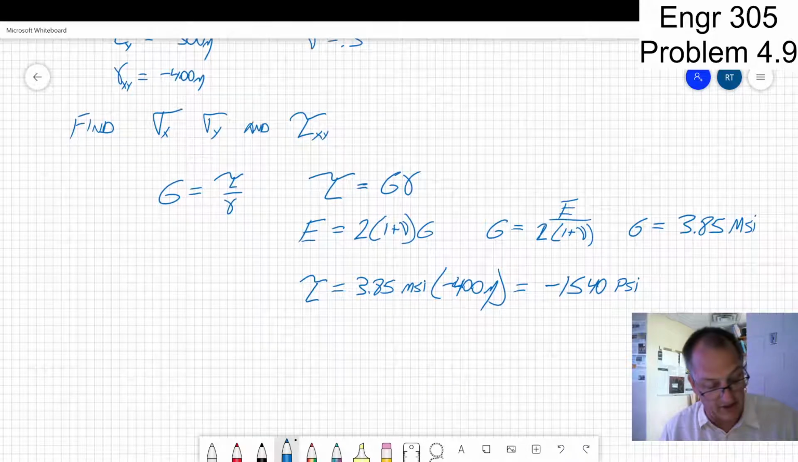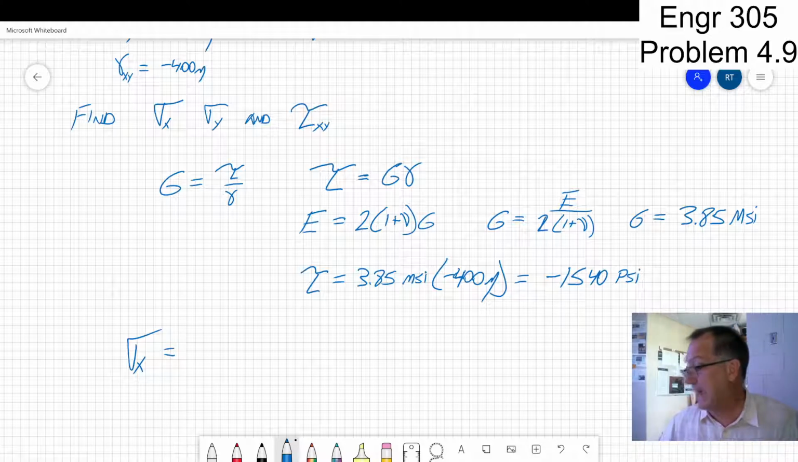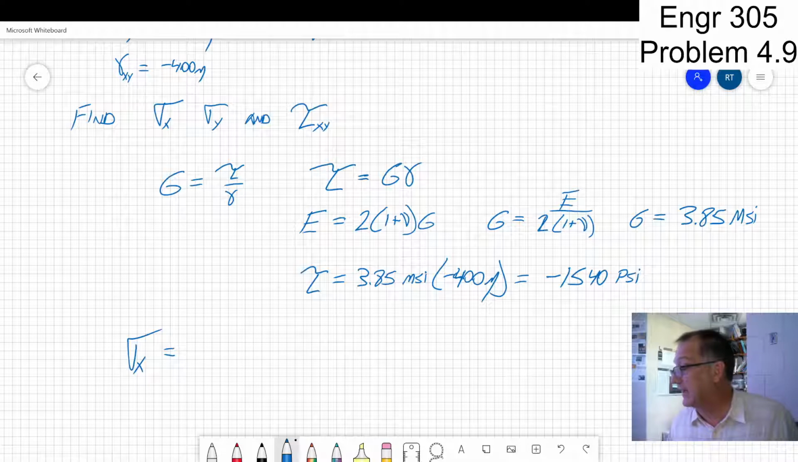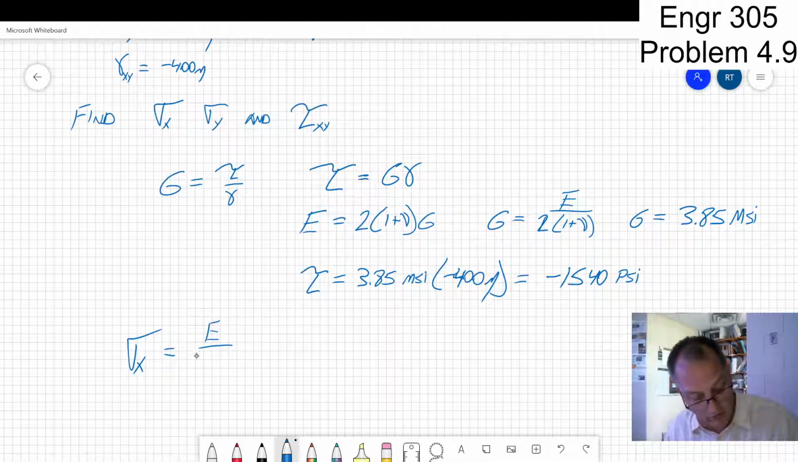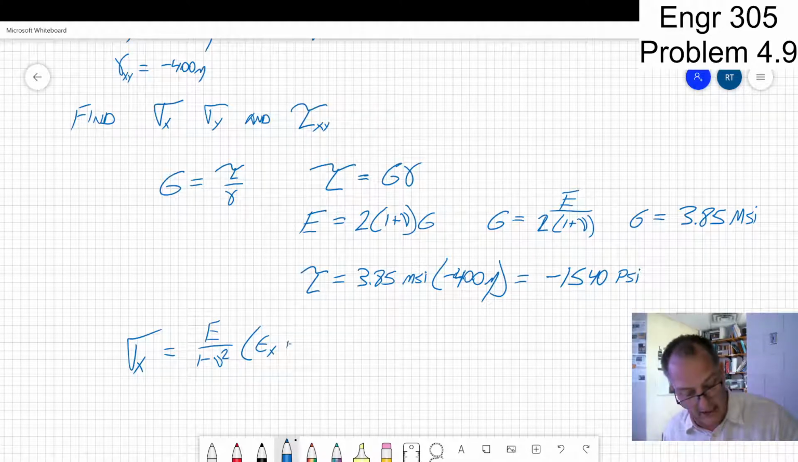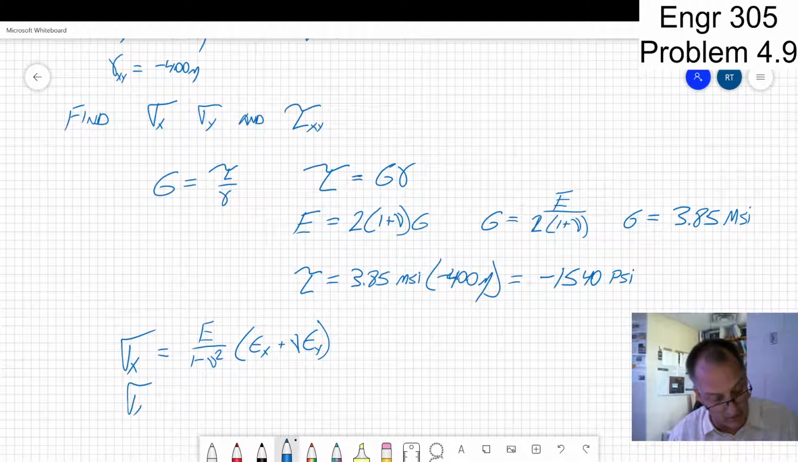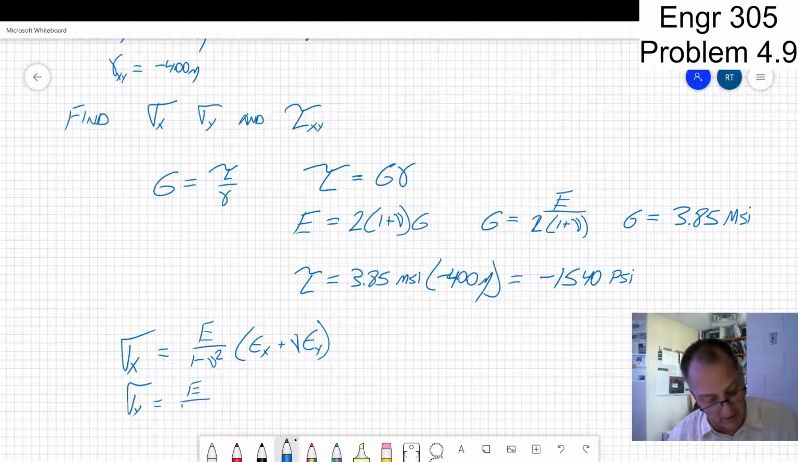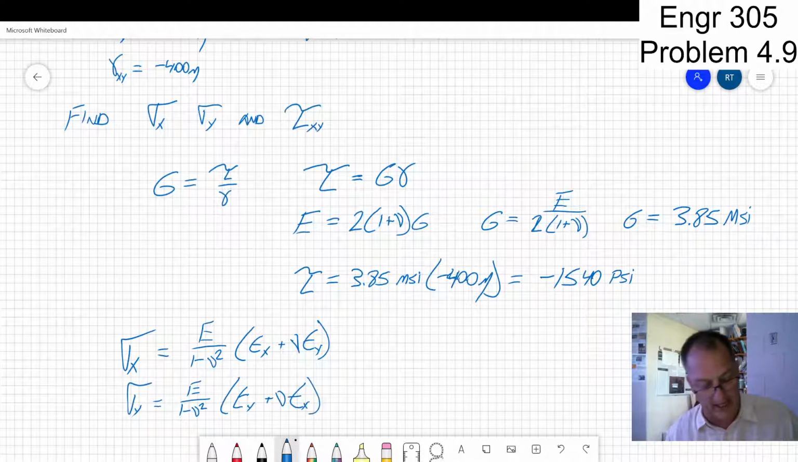Now, for the other two directions, if I want to figure out sigma x, I'm going to go back to the study guide, and I'm using plane stress equations. So sigma x is E over 1 minus Poisson squared times the strain in the X plus Poisson times the strain in the Y. And I can convert that: sigma y is equal to Young's modulus over 1 minus Poisson squared, times the strain in the Y plus Poisson times the strain in the X.